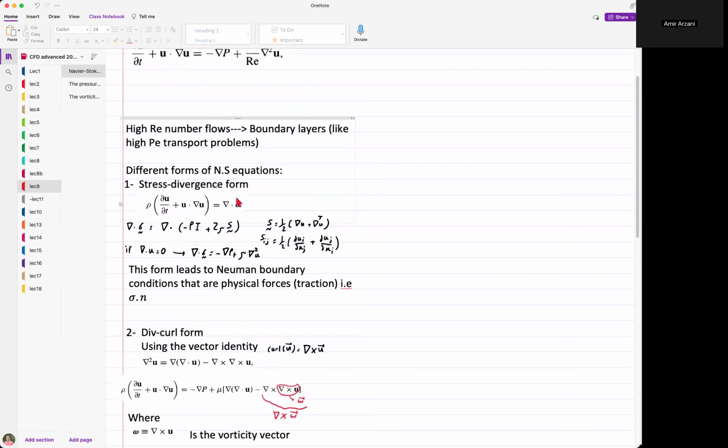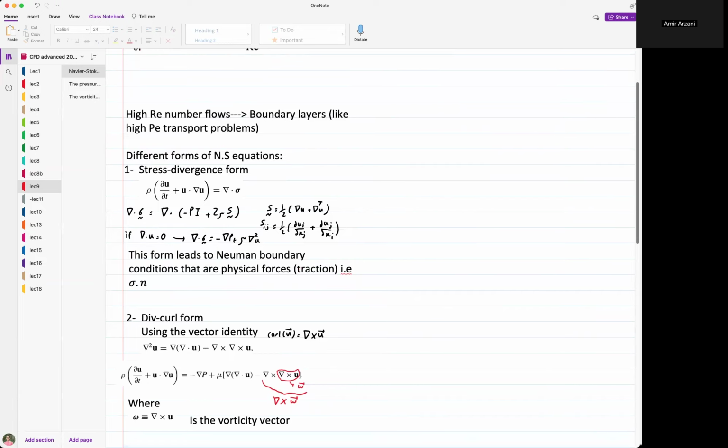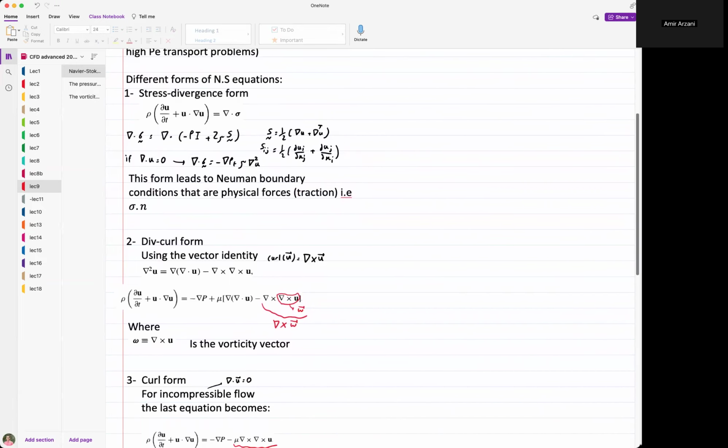So now this form of the equations, writing the equation like this and working on it to derive the weak form, similar to how we did for the Stokes equation, is going to give us traction and physical forces, so sigma dot n, appearing as a Neumann boundary condition on our boundary integral terms when we derive the weak form. We can also use other forms of Navier-Stokes equations.